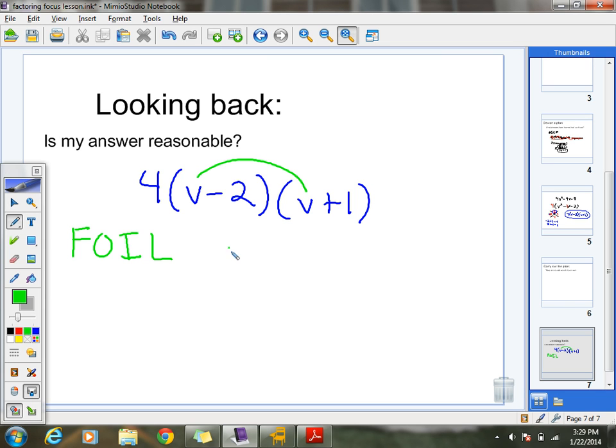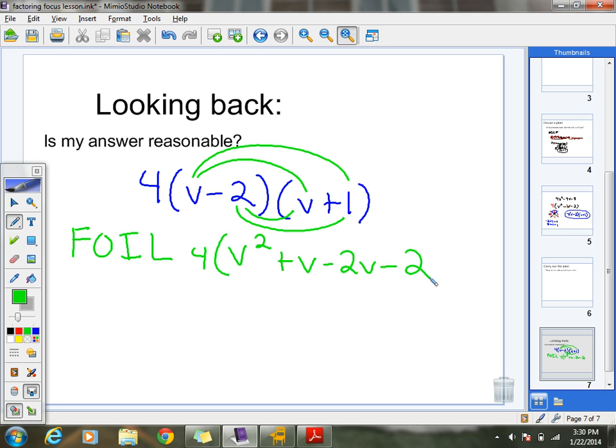So I'm going to take v times v and get v squared. I'm going to leave the 4 out front for now. Then I'm going to take the outers, which is plus v, inners, which is minus 2v, and last, which is a minus 2 times a positive 1. So I've got minus 2. The last step I'm going to take is to multiply all of that by 4. But I know that inside parentheses I can simplify. So before I multiply everything by 4, I am going to simplify what I have in the parentheses by combining my middle two like terms.